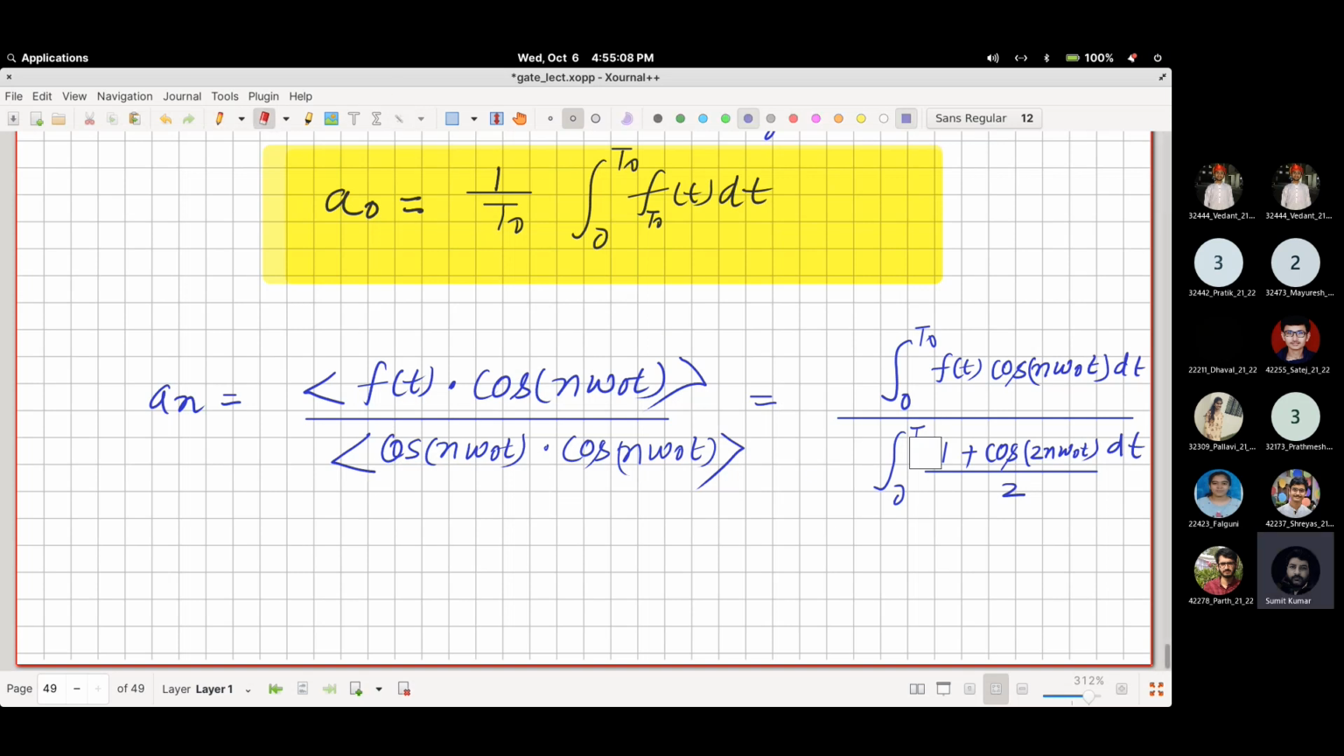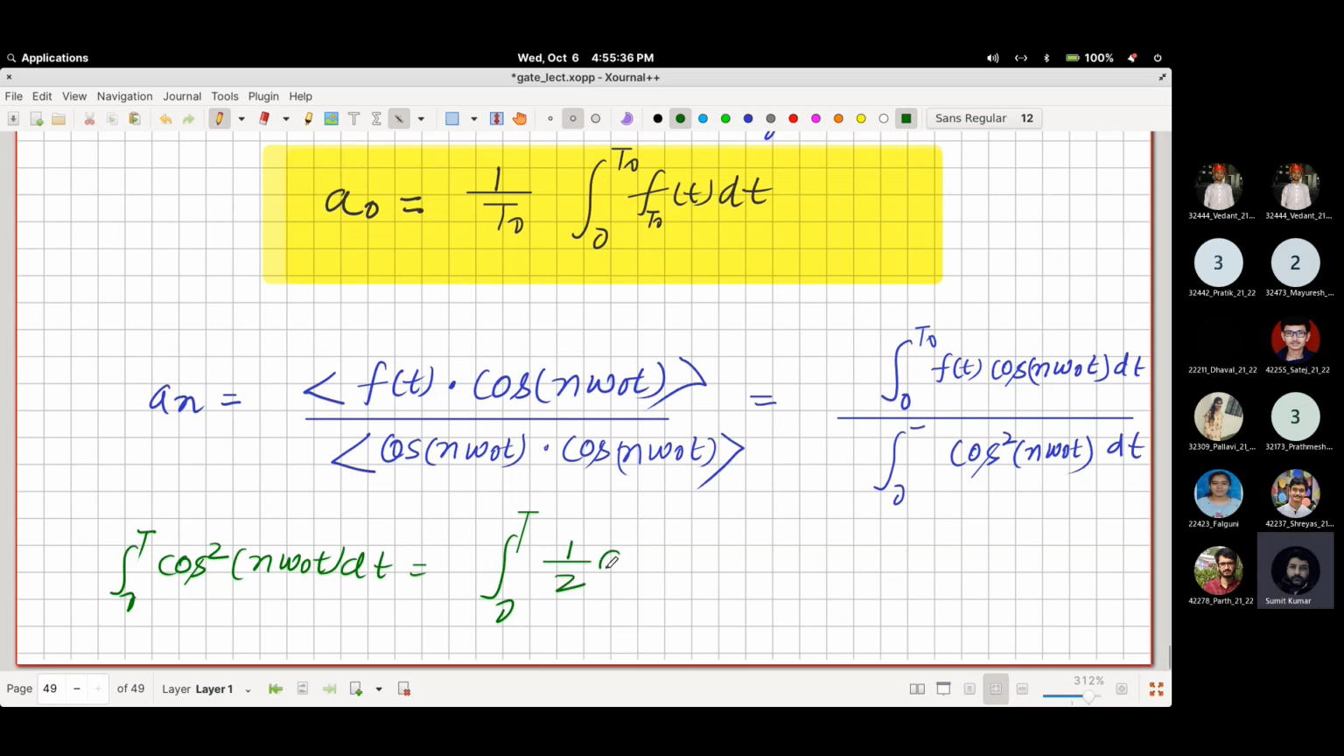Let me do that later, okay? Here I write cos square n omega naught t so that you remember what cos square n omega naught t is. This is a very simple integration, and let me just give this value. So we are computing 0 to t naught cos square n omega naught t dt, and this will be equal to 0 to t naught, as I told you already, half dt plus 0 to t naught half again, and we will have cos 2n omega naught t dt.